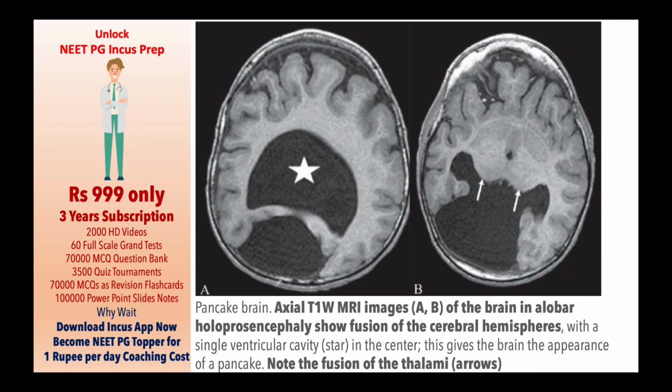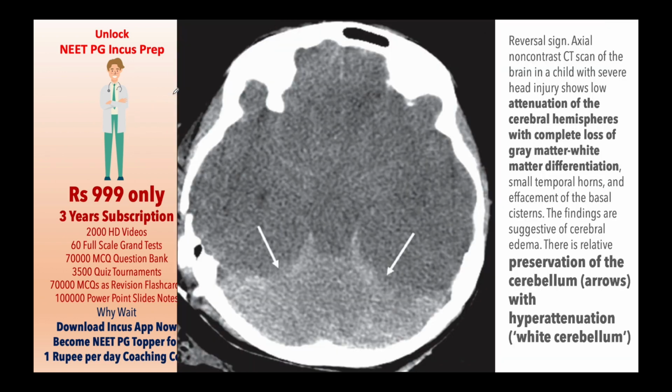Now this is called pancake brain. Whenever there is alobar holoprosencephaly, the lobe has not developed well, it shows the fusion of the cerebral hemispheres with a single ventricular cavity, and also you can see the fusion of the thalami. Pancake brain is the next radiological sign for tomorrow's NEET PG exam, doctor.